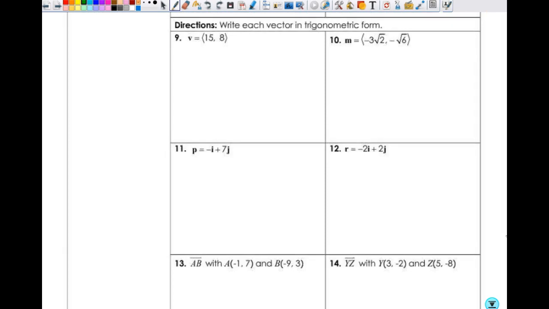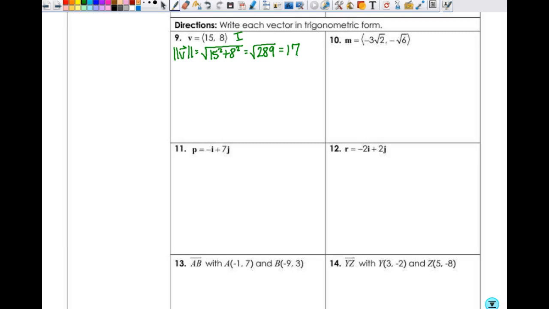If we want to write each one of these in trigonometric form, let's think about our quadrants. 15, 8, that would be quadrant 1. So I should be good with kind of anything that comes out of there. In order to do this, I need the magnitude and I need the angle. So first I'm going to find the magnitude. Magnitude of v is going to be equal to the square root of 15 squared plus 8 squared. That's going to give me the square root of 289, which is a perfect square, 17.